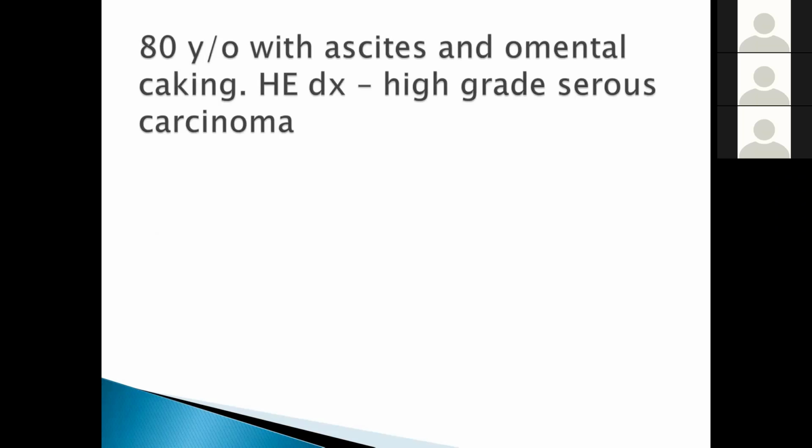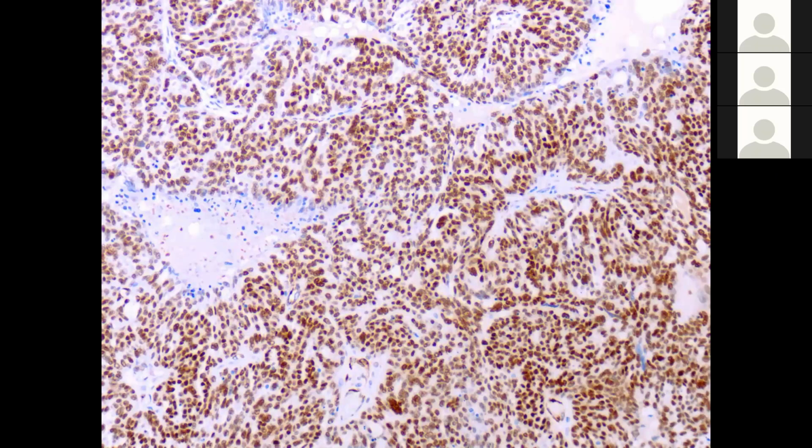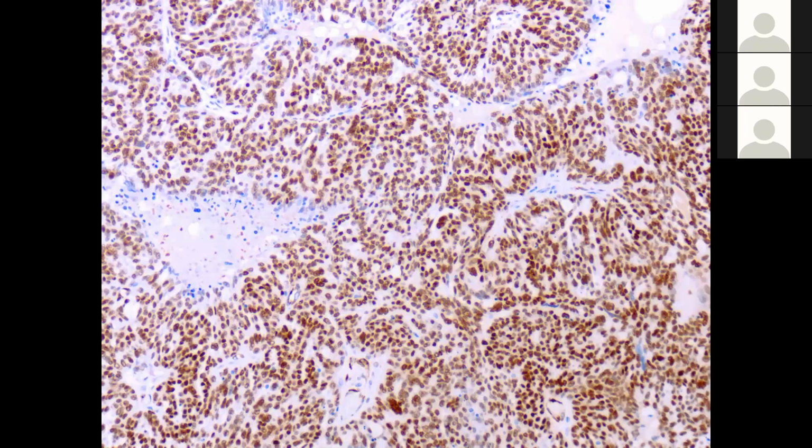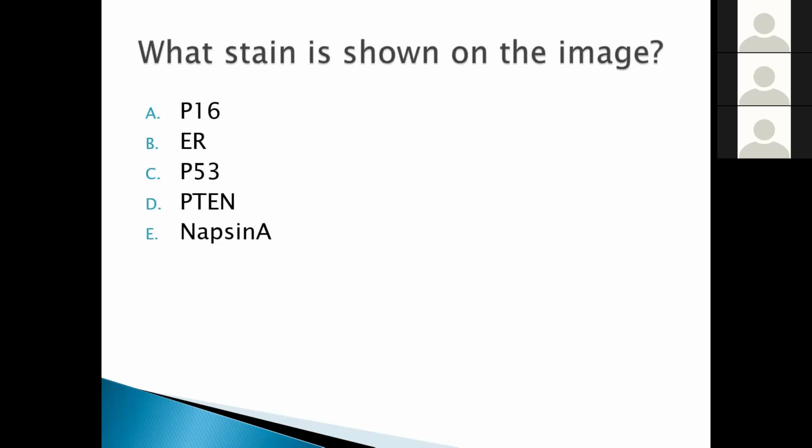An 80-year-old with ascites and a mass. The H&E diagnosis on her endometrial biopsy was high-grade serous carcinoma. This is the biopsy from the omentum. I show the stain. The question is, what do you think this stain is? What was her original diagnosis? Serous.